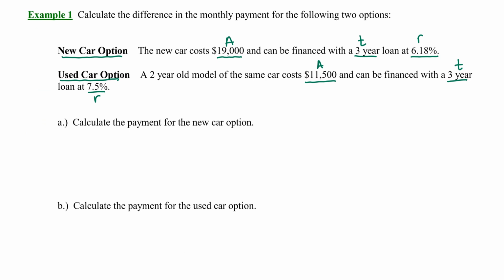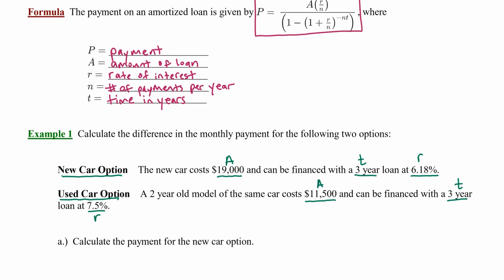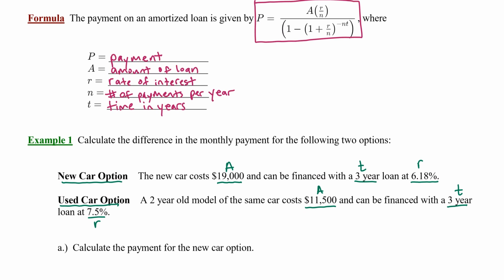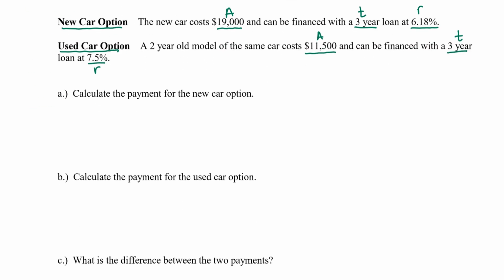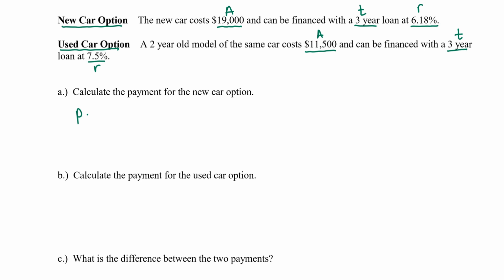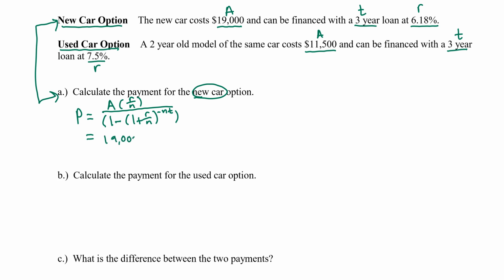Now let's record our formula down here in our workspace so we can see where everything gets plugged into the formula. So the payment P is equal to the amount of the loan times R over N divided by parentheses 1 minus parentheses 1 plus R over N exponent negative NT. So we're looking for the new car option. So the new car is $19,000. So I'm going to plug that in for A.